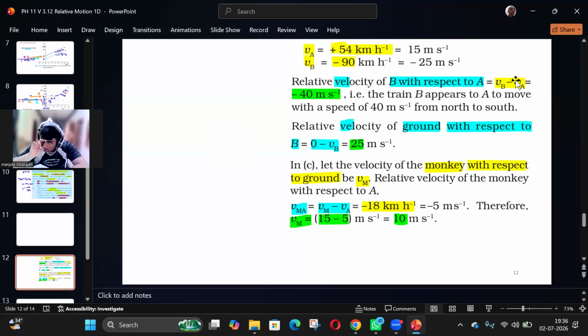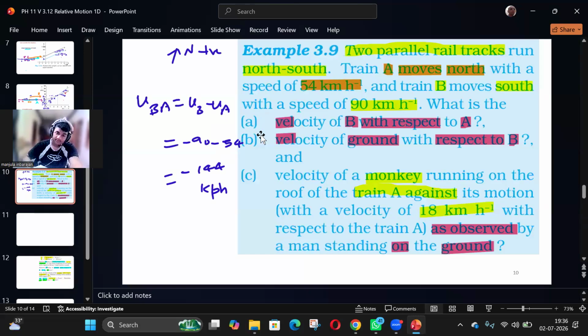And VB minus VA, so VB is negative. So this will be minus 40 meter per second. Okay, B part, velocity of ground with respect to B.